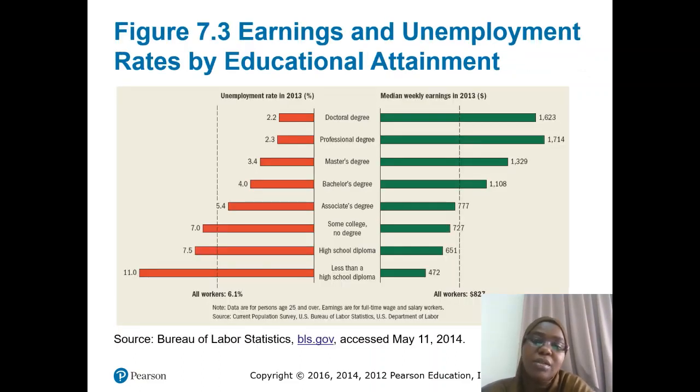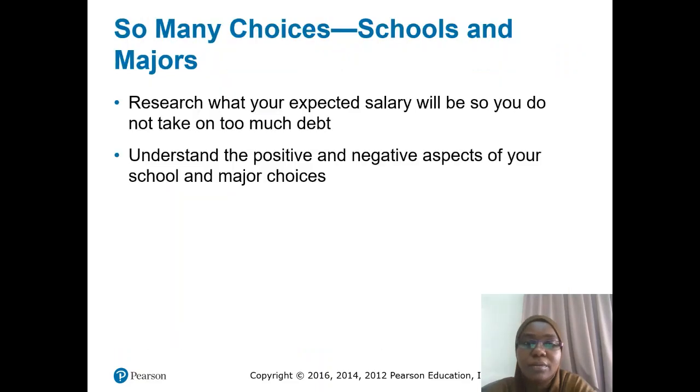So this is a typical example of earnings and unemployment rates by educational attainment according to the Bureau of Labor Statistics as at 2014. So many choices, schools and majors. Of course, there are so many choices. Research what your expected salary will be, depending on the kind of degree you want to acquire and the course you want to study.